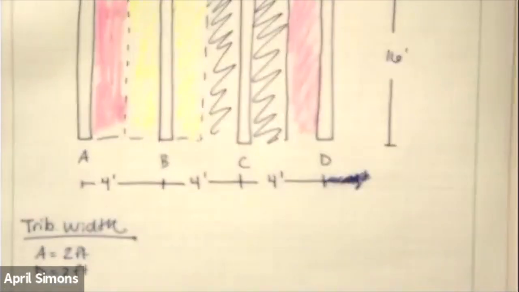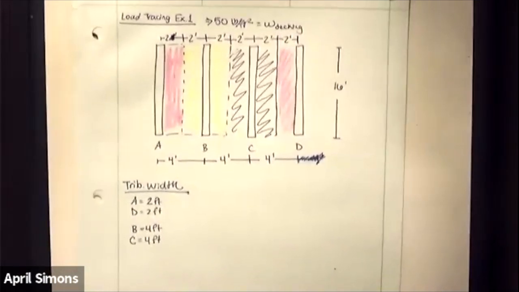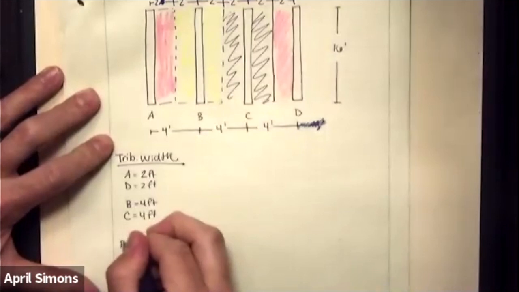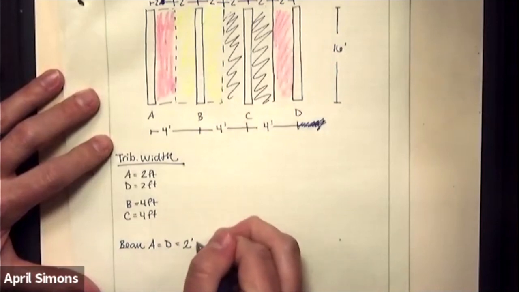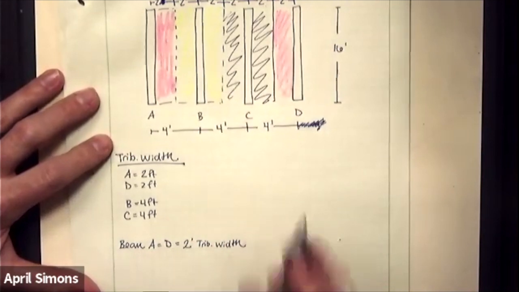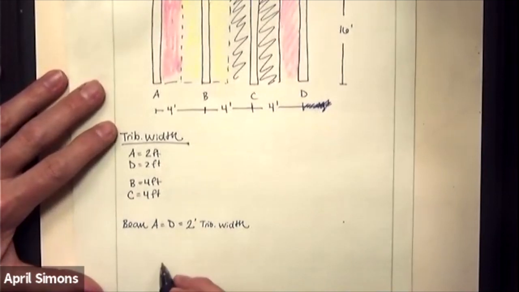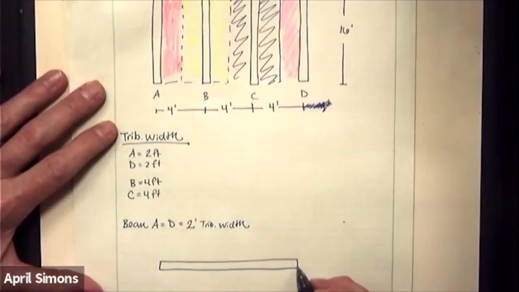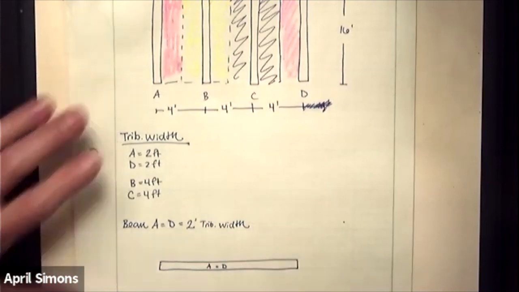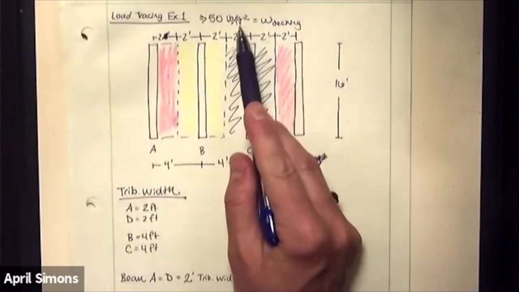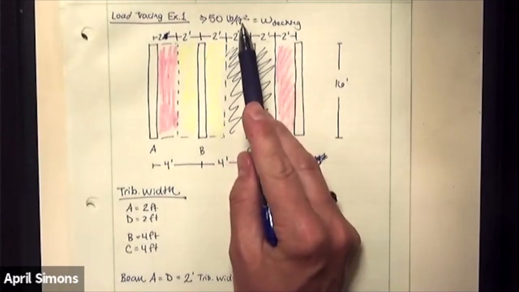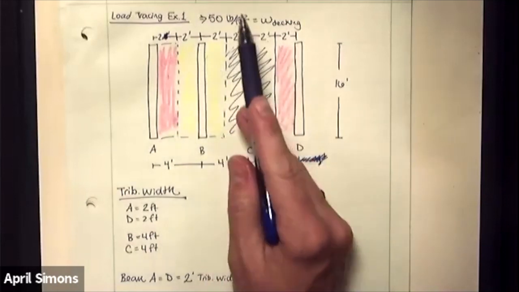So we can look first at beams A and D, since those have the same tributary widths. Beam A and beam D have a 2 foot tributary width. If we sketch those beams here, this is beam A and D. We're given that the uniform load from the decking is 50 pounds per square foot. We're going to take that load and apply it to each of these beams based on the tributary width.